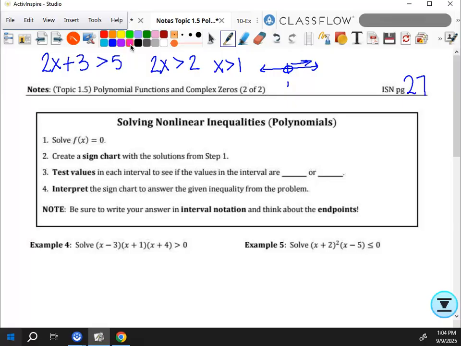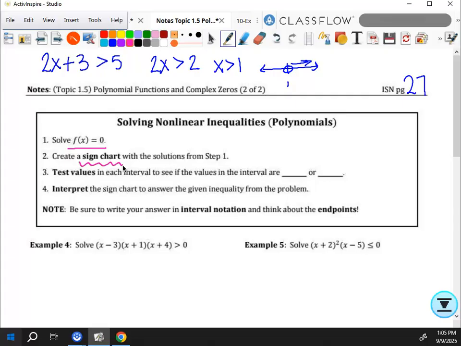But the first thing is to solve the function for 0. And it's not really an equation because it's an inequality, but we still got to get 0 on one side there. Then we're going to create a sign chart. This is probably something that you've never done before, but we're going to do it a lot. We do it with polynomials. We do it with rationals. It continues on in calculus for a long, long time. Sign charts are about to become a big part of your life.